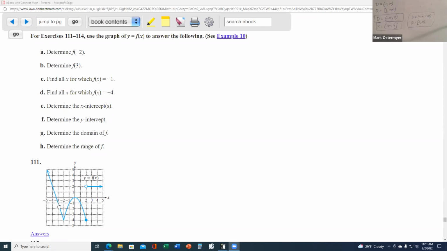-3. So x equals -3 has a y coordinate of -1. Here's another point here. x equal to -1 has a y coordinate of -1. And there's one other point right here. This point has a y coordinate of -1, and its x coordinate would be +1. So the values of x for which f of x is equal to -1 would be -3, -1, and +1.